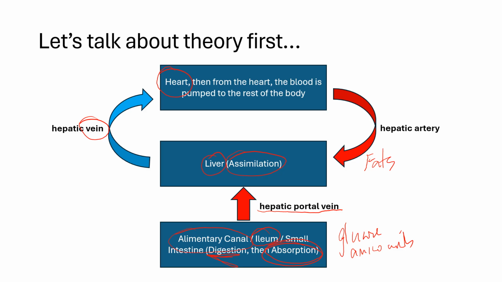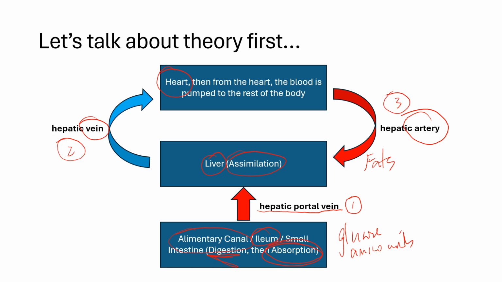After the heart pumps the blood to the rest of the body, some of the blood will go back to the liver again. The blood entering the liver this time is via the hepatic artery. So you have blood vessel 1, which is the hepatic portal vein, blood vessel 2, which is the hepatic vein, and blood vessel 3, which is the hepatic artery.